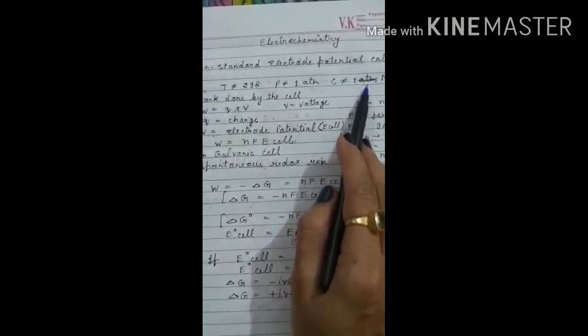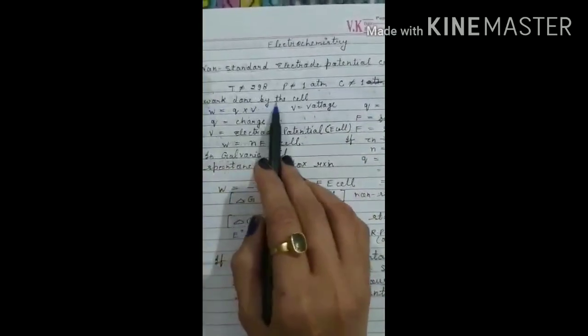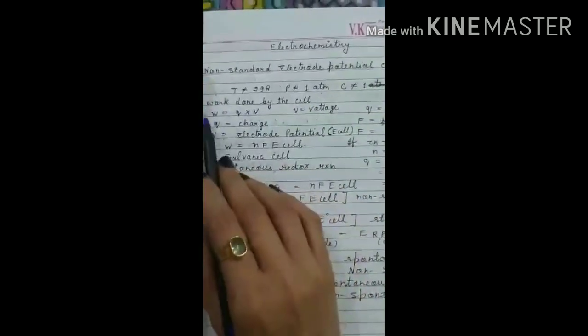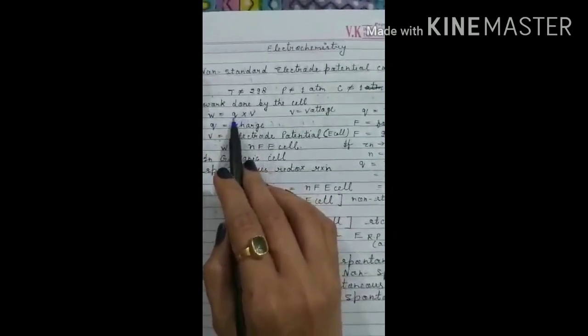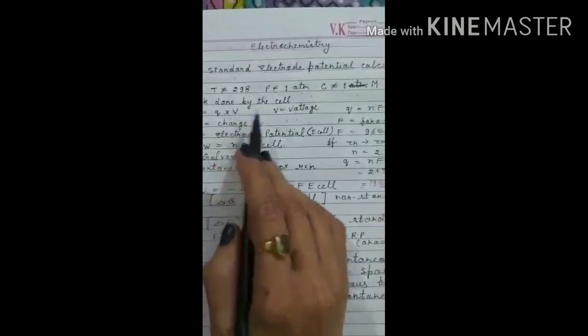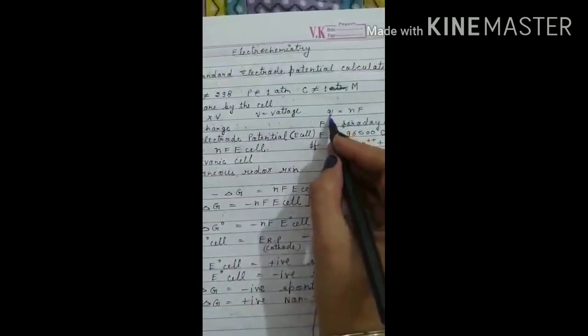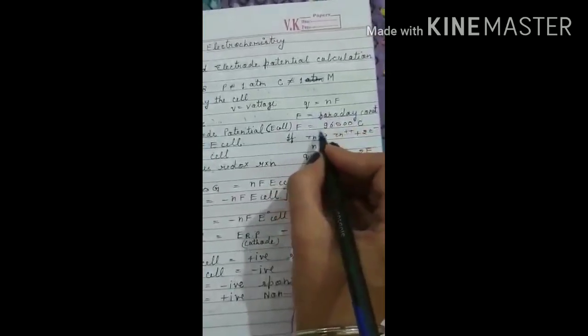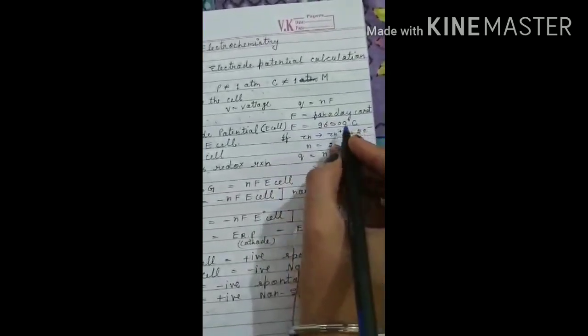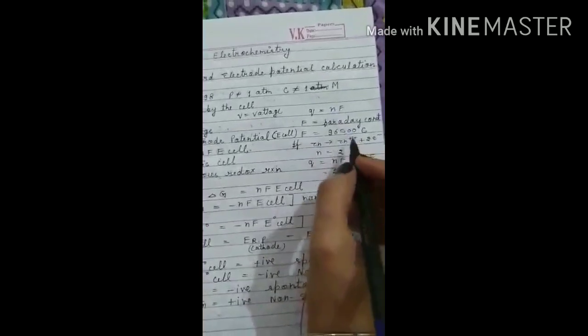So in all these conditions, how is the work done by the cell to be calculated? For this, we use the formula W = Q × V, where Q is the charge and V is the voltage. So how is Q to be calculated? By using the formula nF, where F is the Faraday constant, its value being 96500 coulomb, and n is the number of electrons.